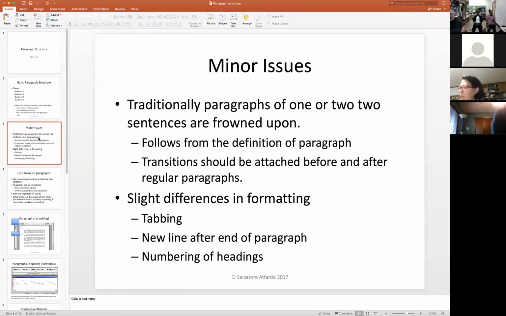Now the numbering of headings is tricky because some journals and styles will say, we want you to number the headings, and here's how you do it. And other journals and other styles will say, don't number the headings ever, right? I personally like numbered headings because it helps me keep track of where I am. But again, as I said, it's not a requirement. It's just, in some cases, a personal choice.